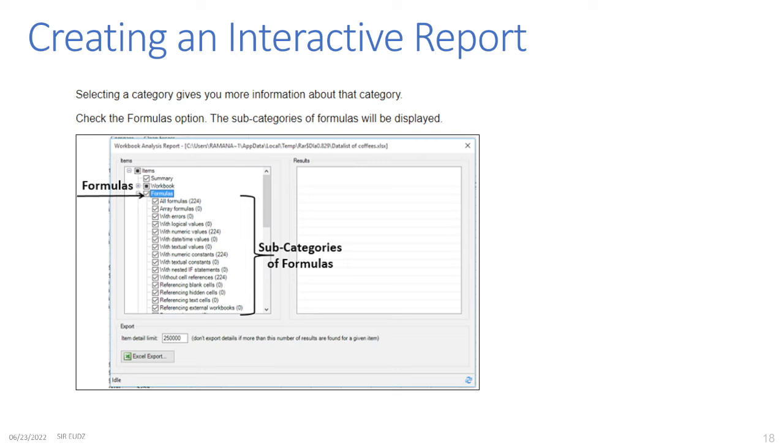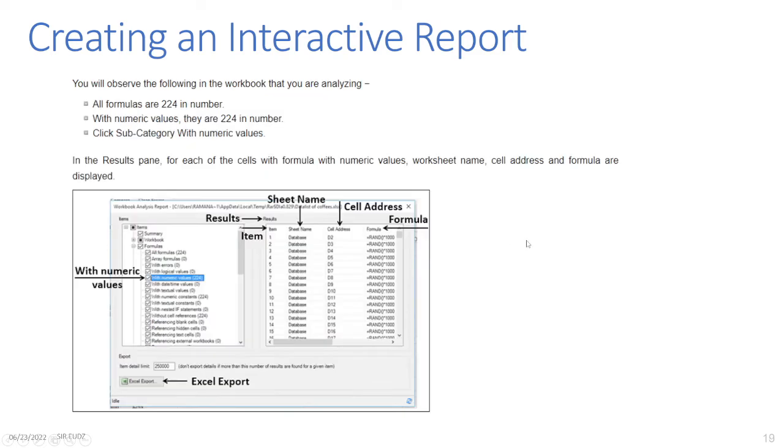Selecting a category gives you more information about that category. So click the formulas option, for example. The subcategories of formulas will be displayed. You will observe the following in the workbook that you are analyzing. All formulas are 224 in number. So all formulas. Click subcategories with numeric values.